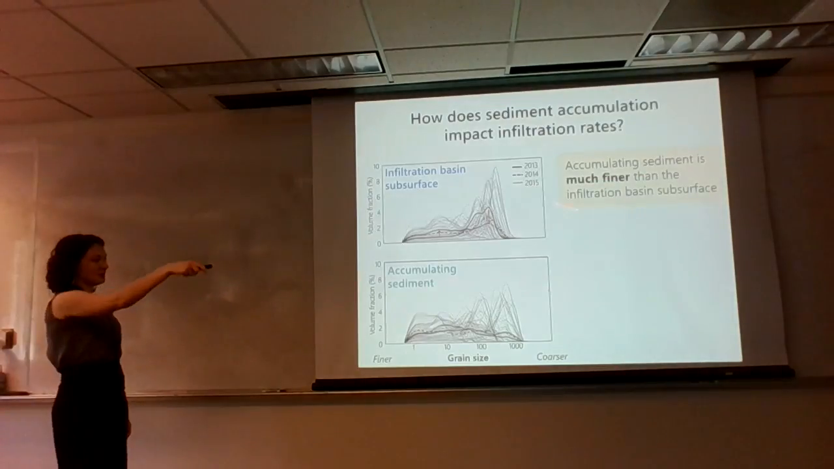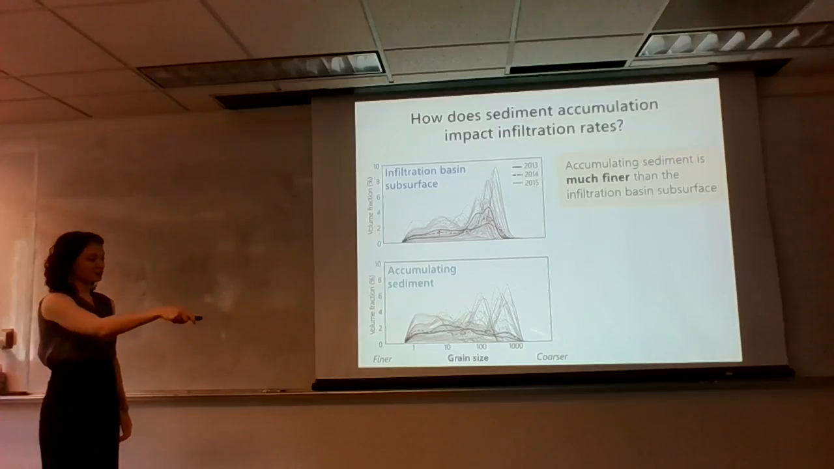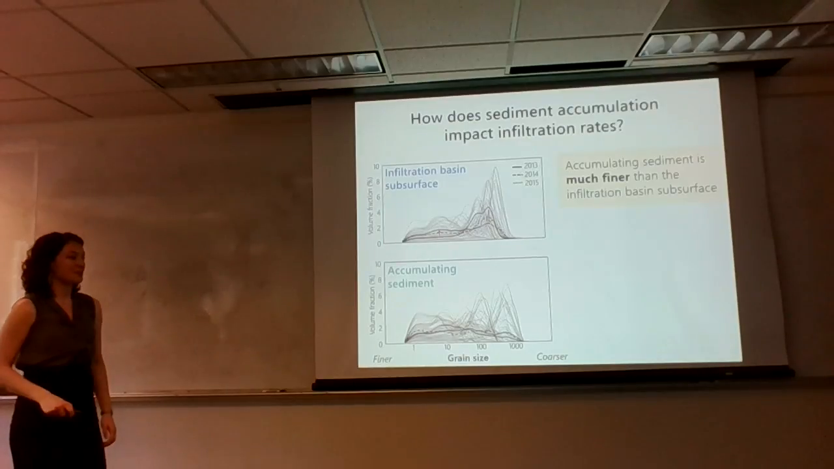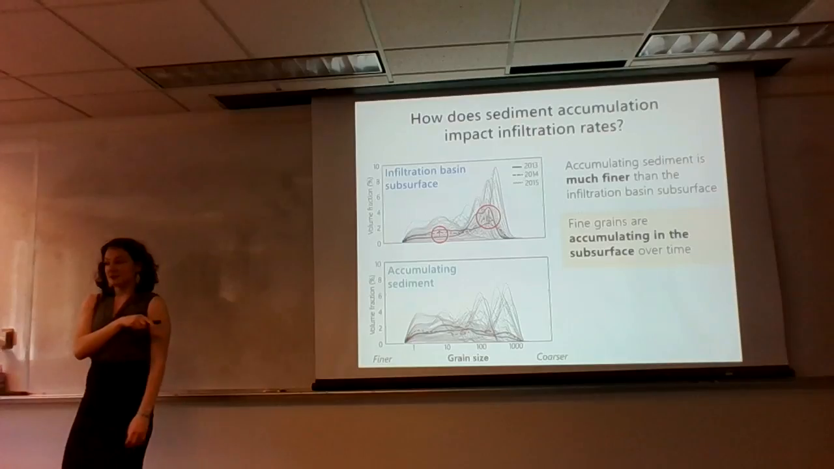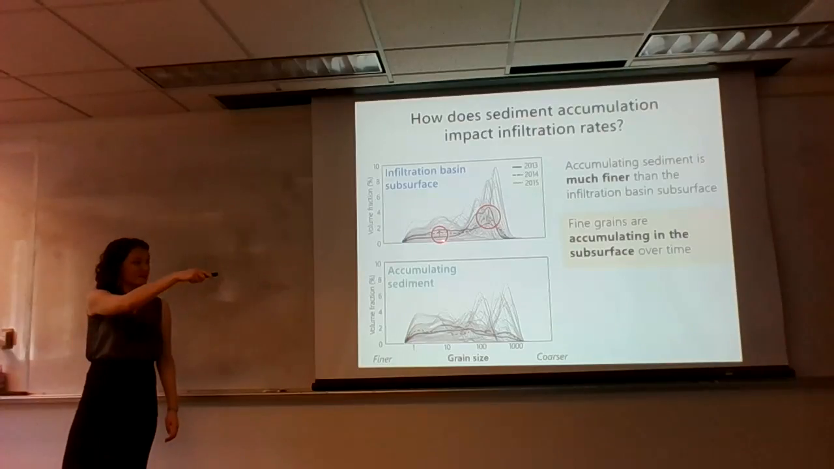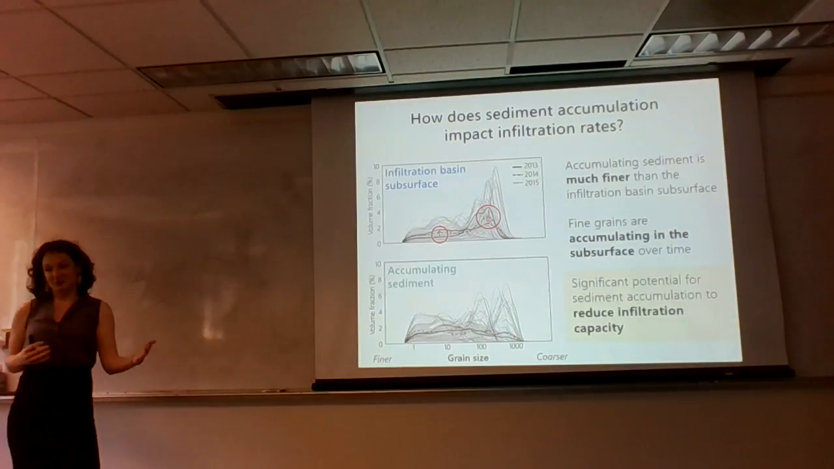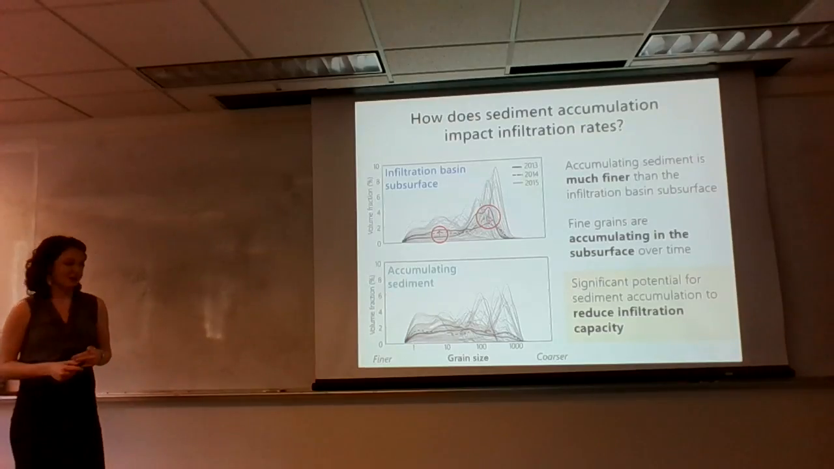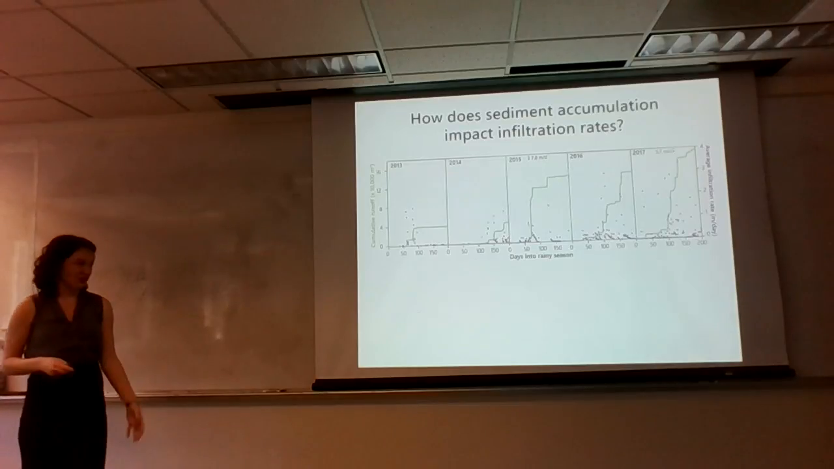Comparing these distributions to these distributions, there is a much higher fraction of finer grains and a lower fraction of coarser grains in accumulating material compared to the subsurface here. And we also see evidence for fine grains accumulating in the subsurface over time. So over time, the fine fraction increases and the coarse fraction decreases. This ultimately means it's not looking good. There's a lot of sediment accumulating, it's relatively fine grained, and it's accumulating both on the surface and in the subsurface. But let's see what impact this might actually be having on infiltration rates.